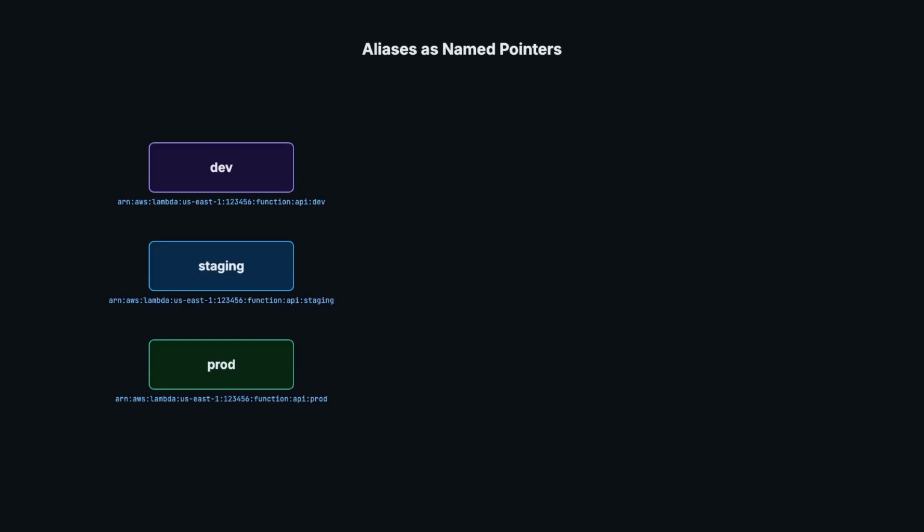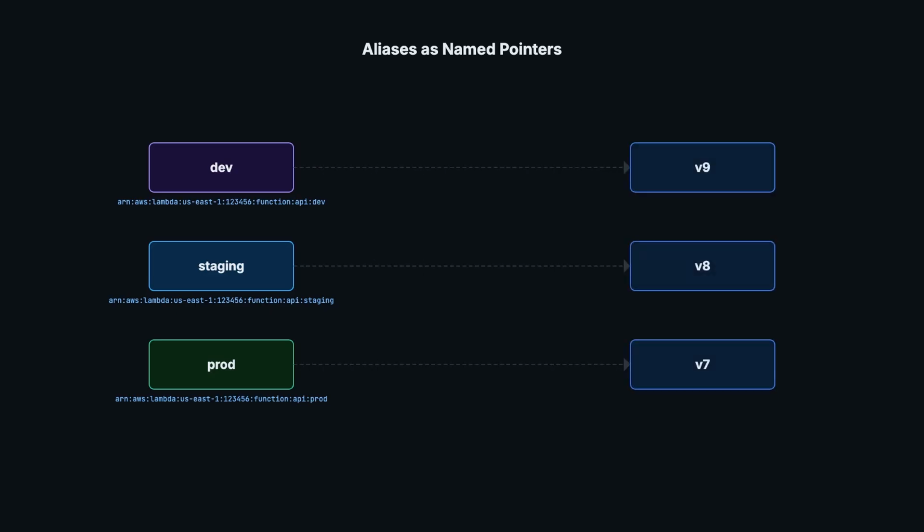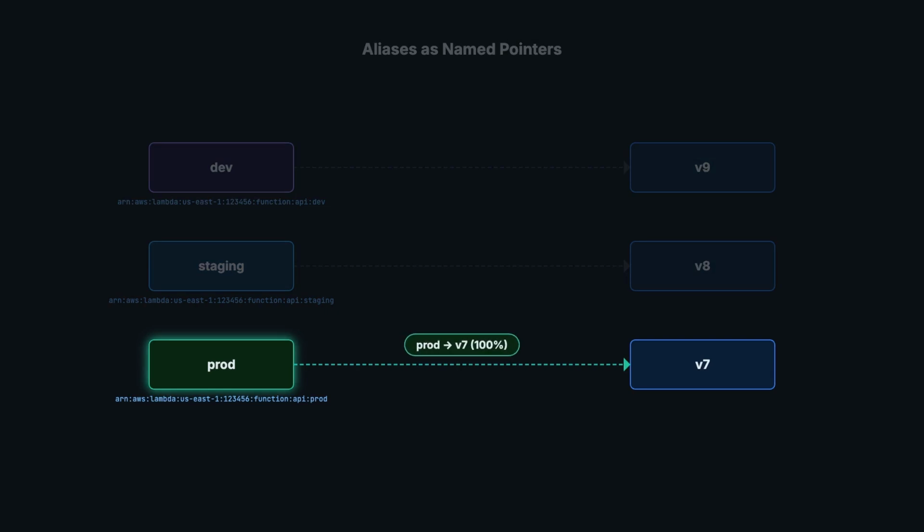Now we have versions, but we need a way to point to them. That's what aliases do. An alias is just a named pointer: dev, staging, prod, each pointing to a specific version. Think of it like a DNS record. The name stays the same, but what it resolves to can change.